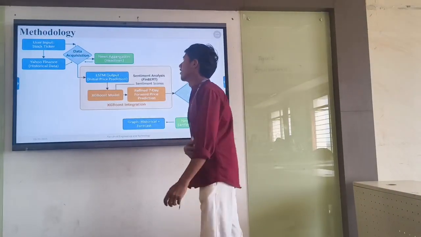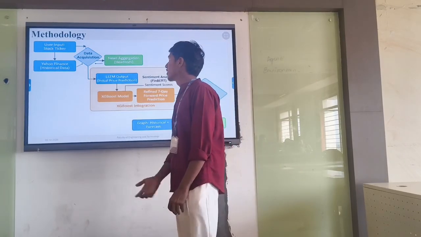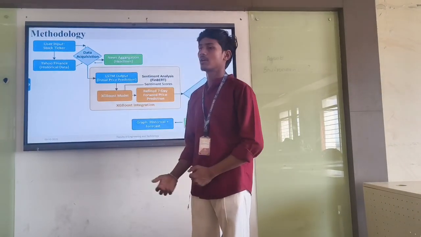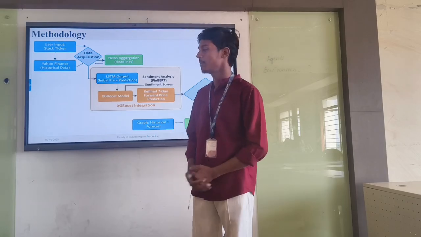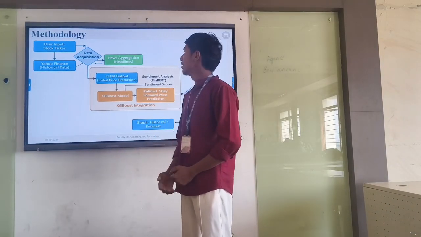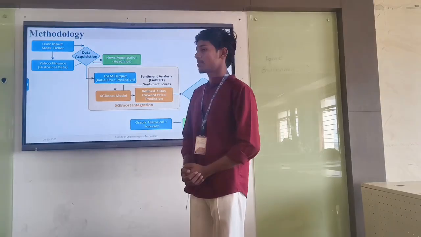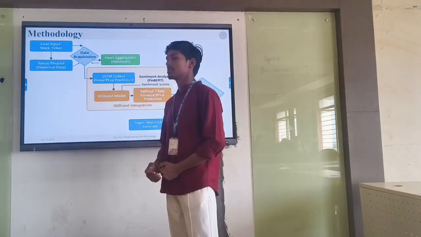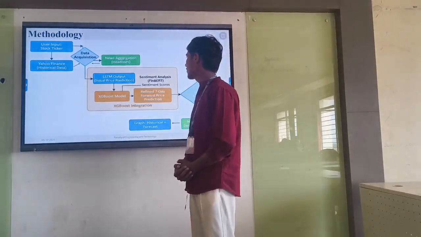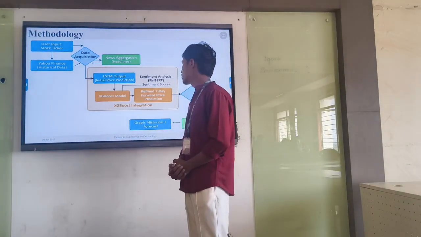Thank you, Rohan. Coming to the methodology part, first is user input, the stock ticker. Here the user gives the input, for example AAPL, and the next step is data acquisition, which means data collection. It collects two types of data: Yahoo Finance historical data, and news aggregation, which means the news headlines.